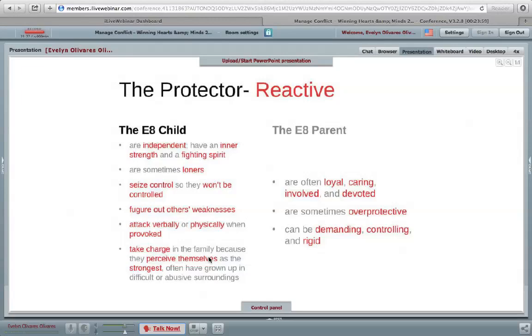They take charge in the family because they perceive themselves as being the strongest and often have grown up in difficult surroundings. As a parent, they're often loyal, caring, involved, and devoted. Sometimes they're overprotective, can be very demanding and controlling and rigid.